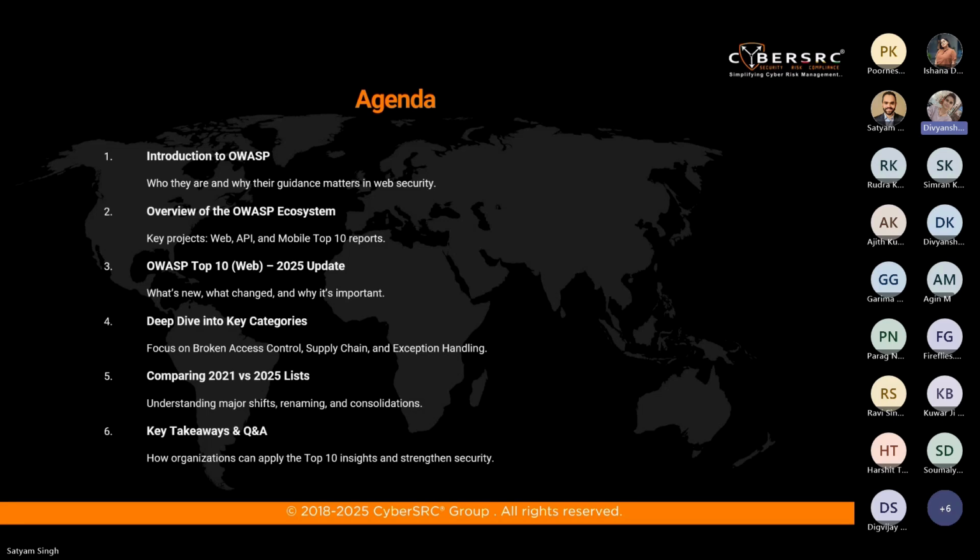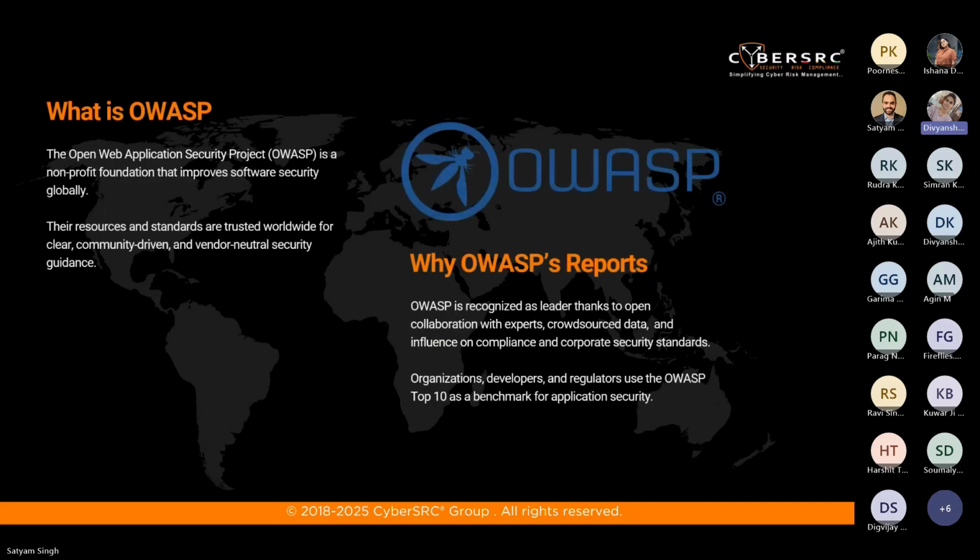I am excited to be here today to talk about OWASP and its role in helping us build secure web applications. I will start by giving you an overview of OWASP and its ecosystem, and then my friend Divyanshi will take over to dive deeper into the top 10 security risks and how we can protect against them. So, moving forward, let's start with an introduction to OWASP and why it's so important in today's web security landscape.